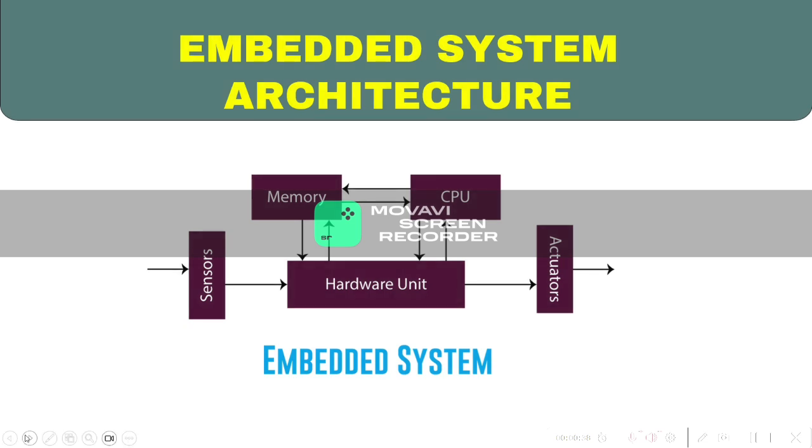Now we will see embedded system architecture. Embedded system architecture contains a hardware unit in which the inputs are sensors and the outputs are actuators. The sensors provide data to the hardware unit, in which memory and CPU transmit and process the data and give the required output to the actuators.